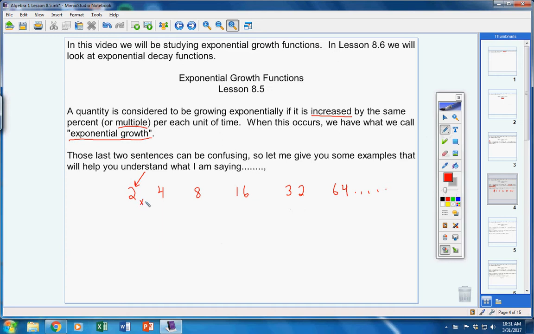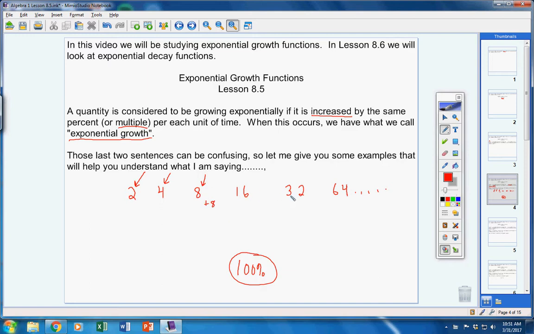My multiple is 2, like I already showed you, okay? So we're increasing by the same multiple. We're also increasing by the same percentage. Please watch. I start off with 2, and I increased by 2. That's 100%. Then I have 4. 4 is my new 100%. I increased by 4 up to 8. That's 100%. I went from 8 to 16. I increased 8. That would be 100%.